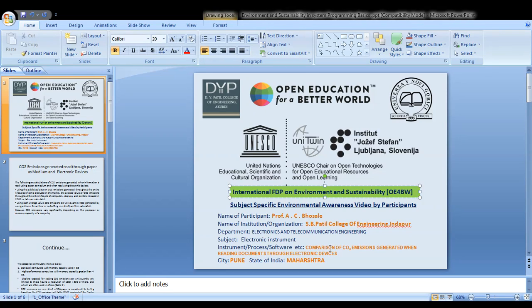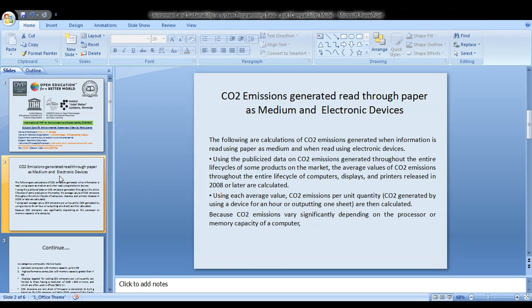Today, I discuss comparisons of CO2 emission generated when reading documents through electronic devices. So first, we discuss the CO2 emission generated through paper as a medium and electronic devices. These are the following points.